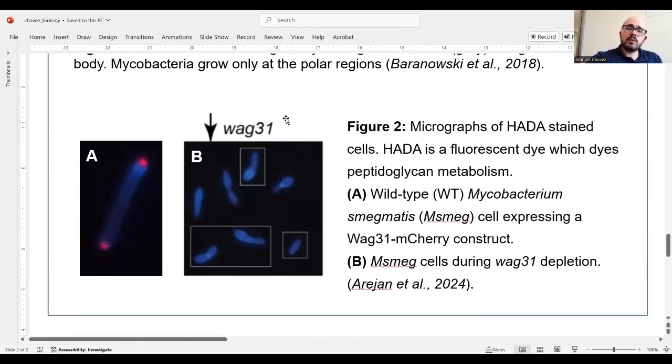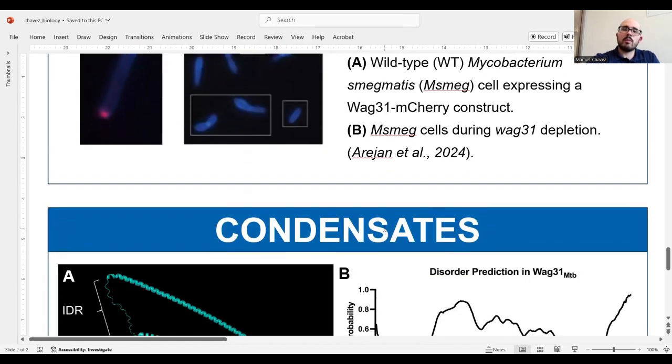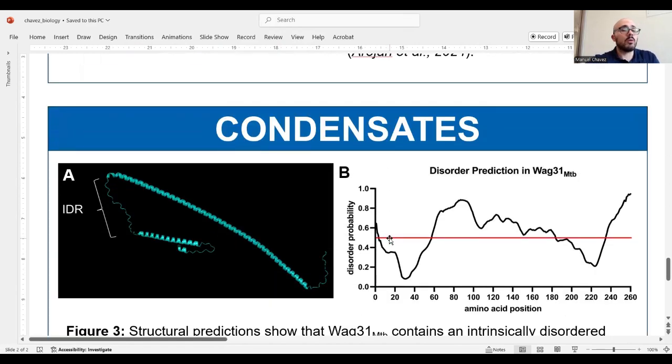What we do know is that this protein called WAG31 is involved in polar growth because it localizes to the poles, and because when you deplete this protein, the cells exhibit this bulgy-looking phenotype. So my project involves characterizing this protein a little bit more.